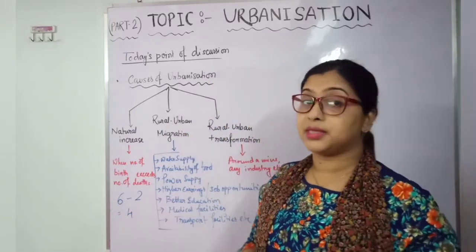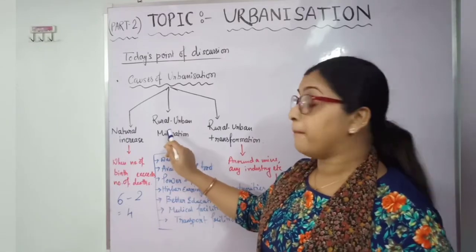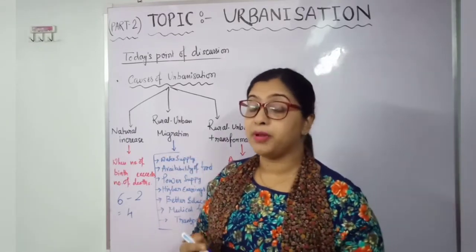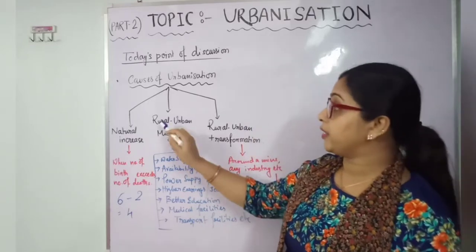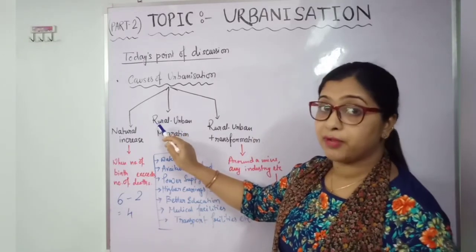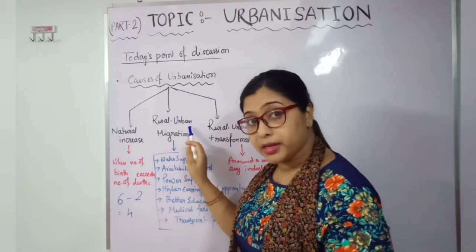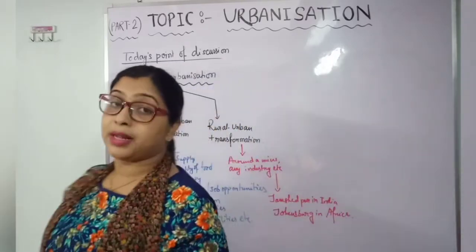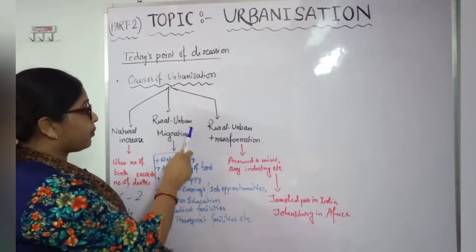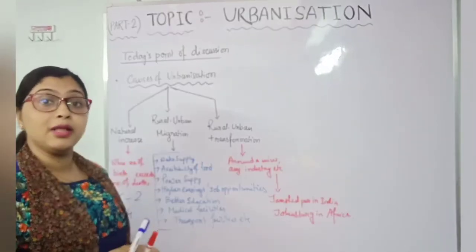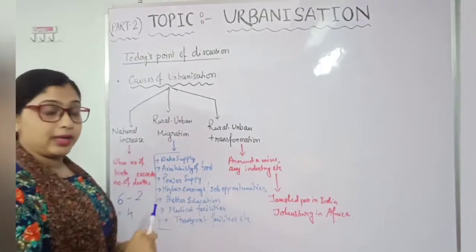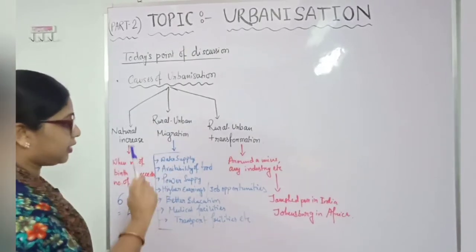Number 2, rural-urban migration. First, we have to understand what migration is. Migration means movement of people from one place to another. Here the migration is happening from rural areas, meaning villages, to urban areas. Now we will get to know the main reasons that pull people from rural to urban areas. So I have written some points here.